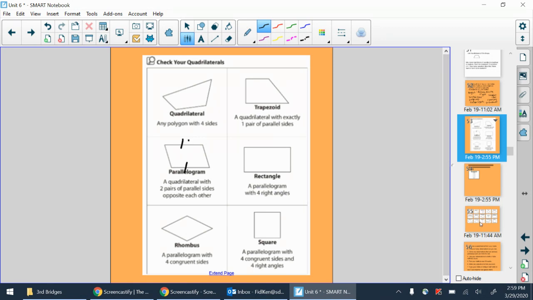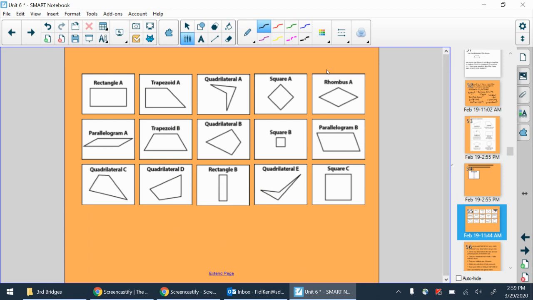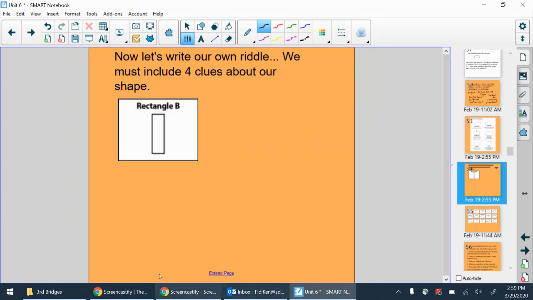Okay, so to create my riddle, I looked over all the different quadrilaterals and I chose which one I wanted to do. And I decided I like rectangle B. So I'm going to write my riddle about rectangle B. Now, before I just start jumping in and writing my clues, the first thing I'm going to do is list all the different attributes that I can about this specific rectangle. I'm going to eventually need to come up with 4 clues about it, but I want to come up with more than 4 attributes so that I have something to choose from.